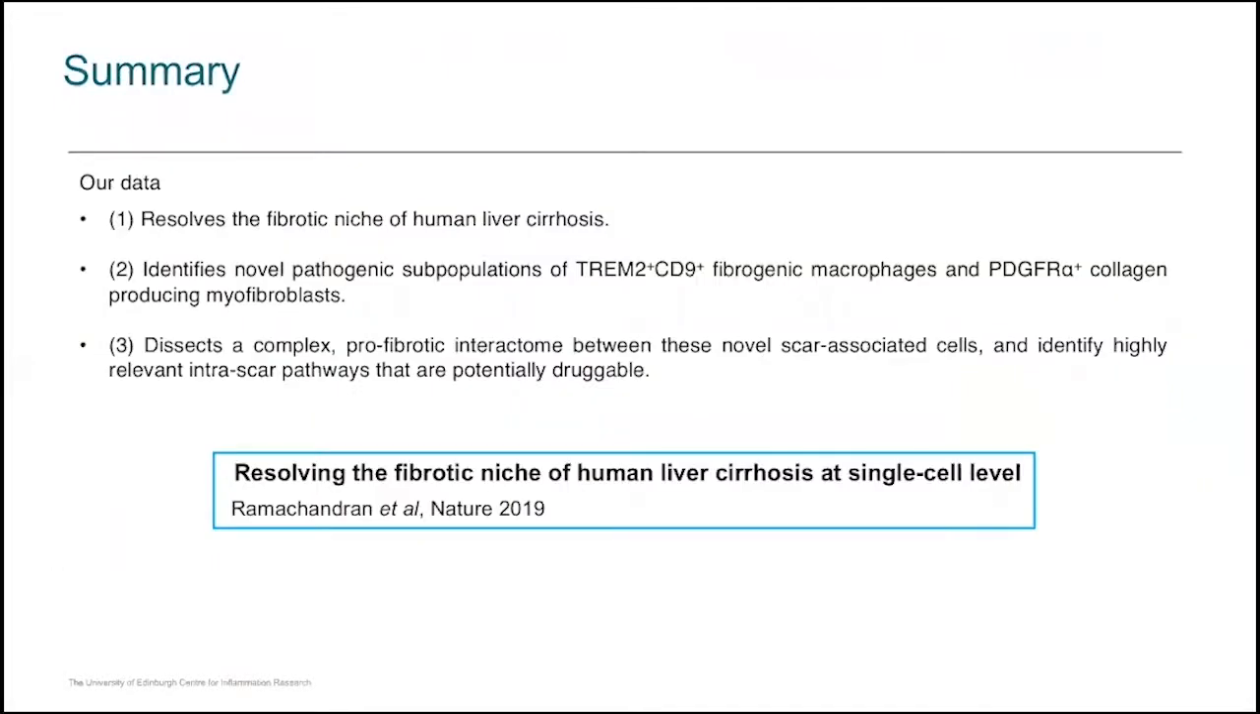In summary, the data that I have presented in the second part of this presentation gives an insight into how single-cell RNA sequencing and spatial mapping was used to resolve the fibrotic niche of human liver cirrhosis, leading to the identification of novel pathogenic subpopulations of TREM2 positive, CD9 positive, fibrogenic macrophages, and PDGFR-alpha positive collagen-producing myofibroblasts. With this increased resolution, we were able to dissect the complex pro-fibrotic interactome between these novel scar-associated cells and identify highly relevant intrascar pathways that are potentially druggable.